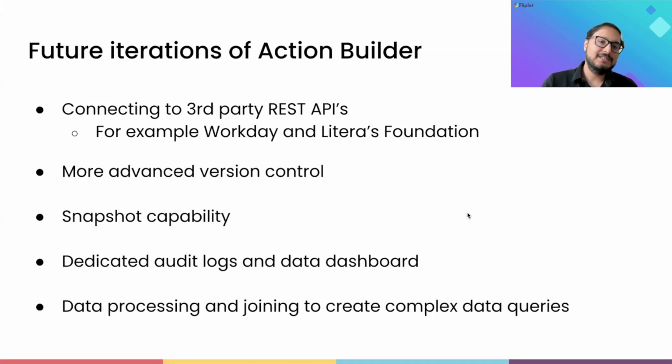We can add more advanced version control, which is the ability to roll back to past iterations of the action builder in case you made a mistake. Same with the snapshotting ability, which helps you roll back to a previous state. Dedicated audit logs and a data dashboard. This will be very useful because you'll be able to see the usage of your actions.